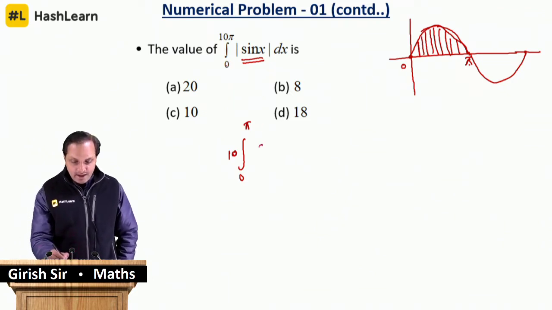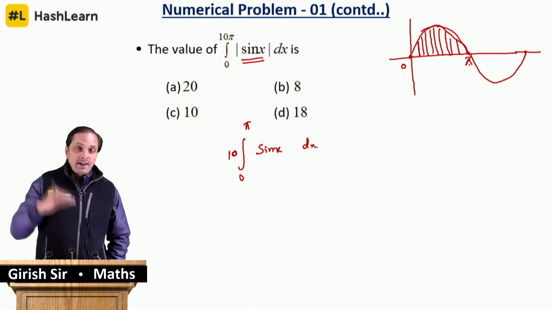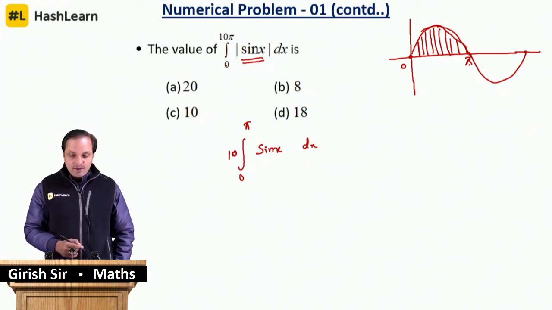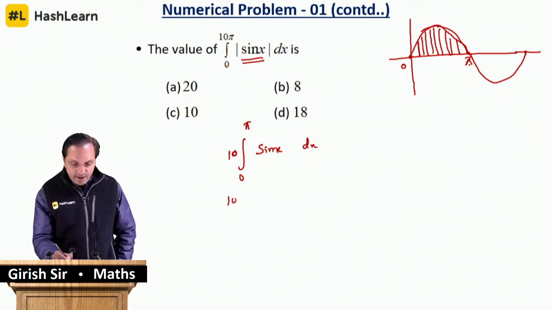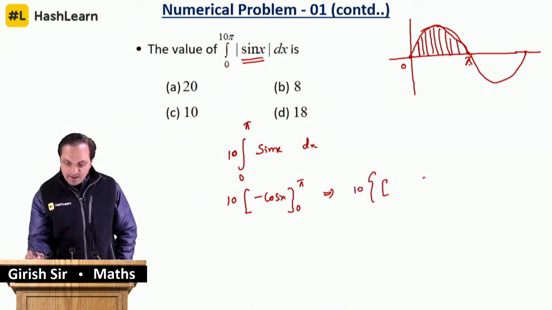So how will you integrate this? If you look at the diagram, 0 to pi, the graph is above x axis, means it will be positive. So you need not worry. So क्या करना है, directly इसको integrate करना है. Integration of sin x is minus cos x and 0 to pi is the limit. You substitute upper limit minus lower limit.